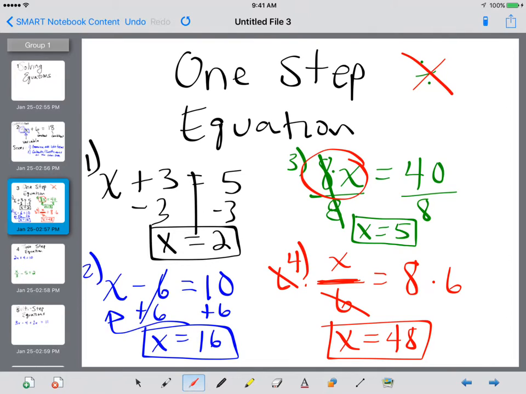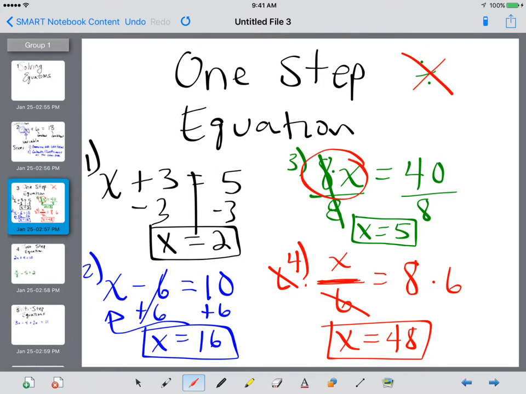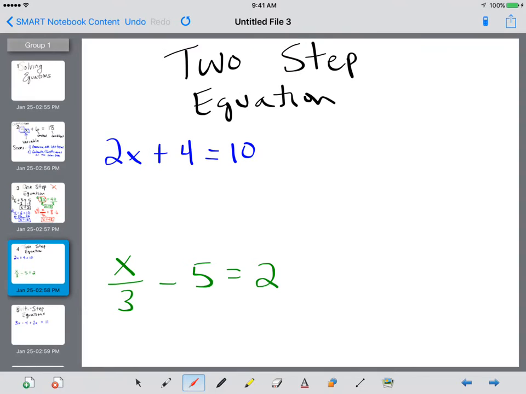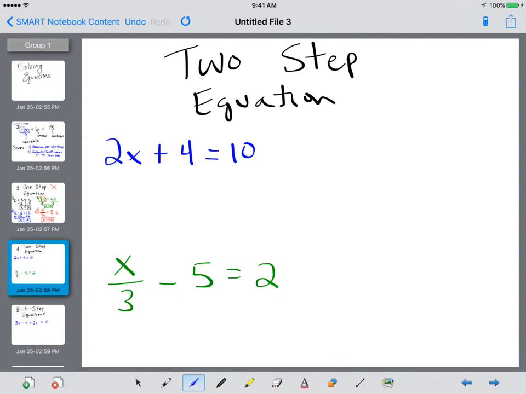If you need a new page in your notebook, we're going to go to two-step equations. So now there are 2 steps required to solve. In our one-step equation, there was one step. We either added, subtracted, multiplied, or divided to solve. Two-step equations, we're going to need to do 2 steps.